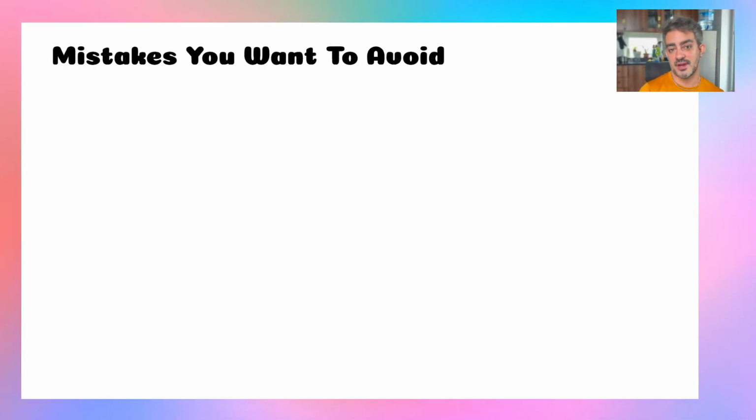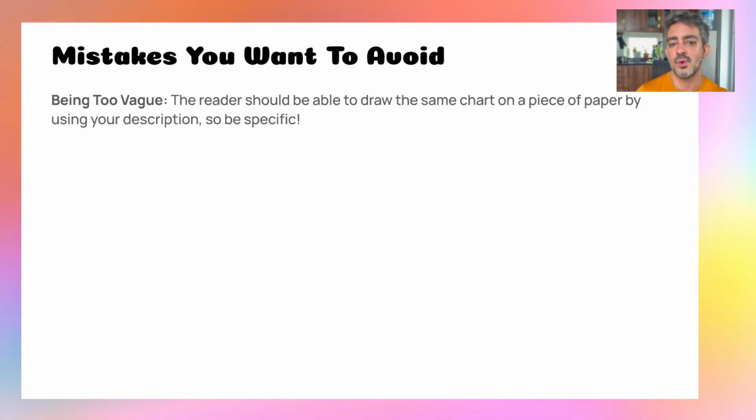Okay, now if you're writing this kind of task, there are some mistakes that I want to warn you about now before you start. These are some things that you need to avoid doing from the very beginning. One of them is being too vague. Vague means general or not specific.